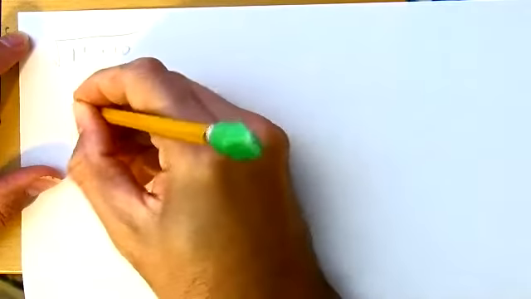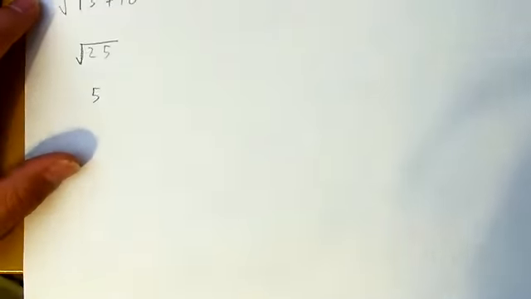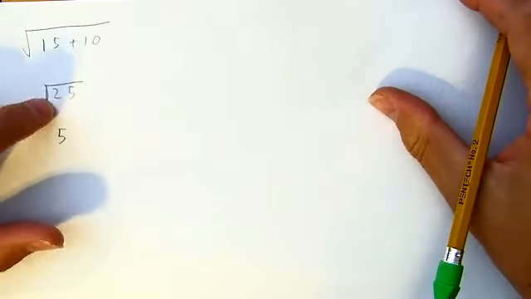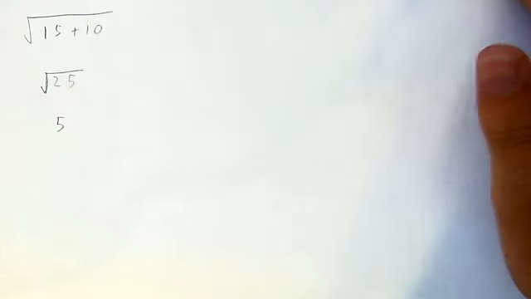So 15 plus 10 is what you would do first. Oops, it's supposed to be a square root. And then you would take the square root of 25. Again, there's a video on this, so I'm not going to go over that, but square root of 25 is 5, because 5 times 5 is 25. That's something you're going to need to know how to do in your head, because you're not going to get a calculator on these more than likely.